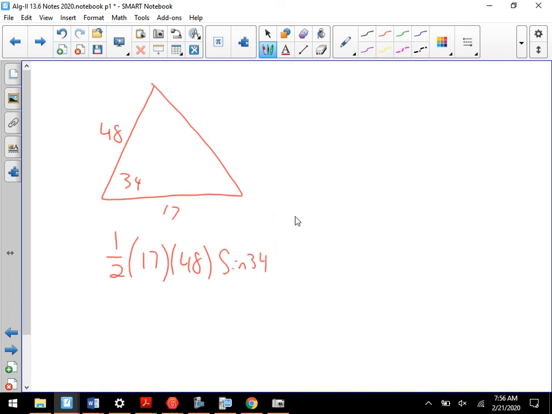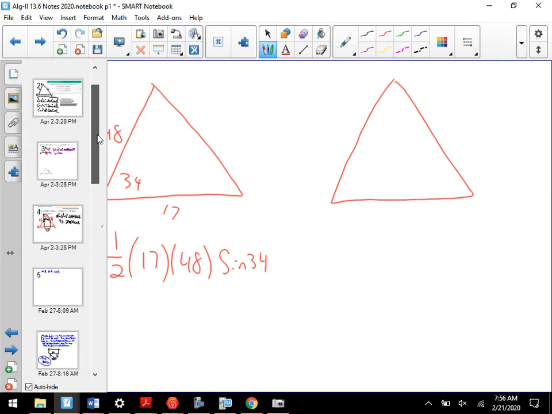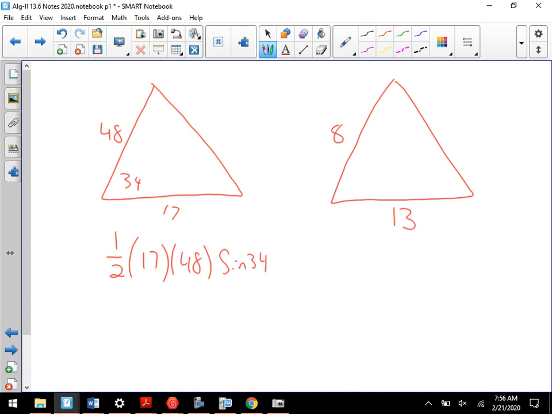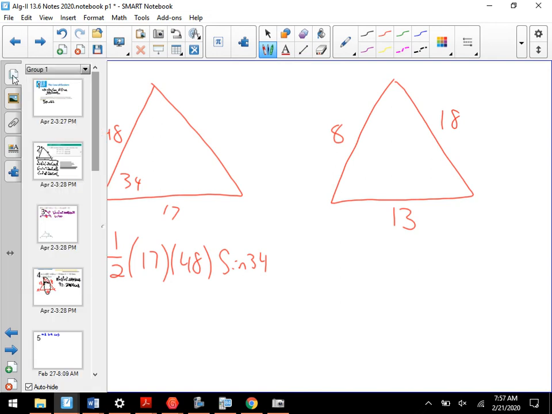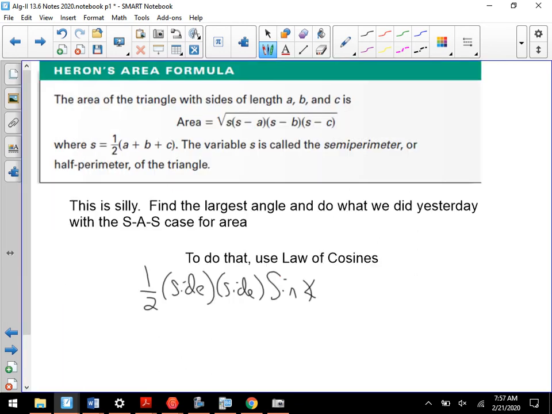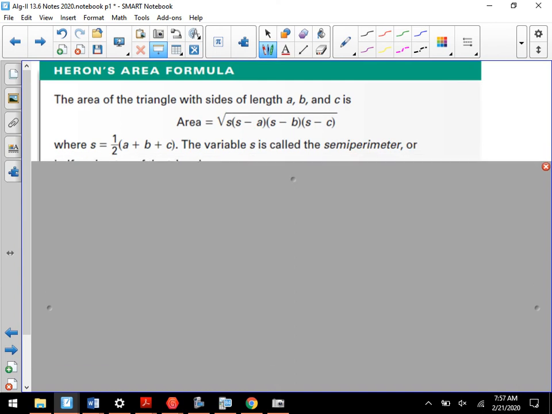Now, what happens if you've got the example we had yesterday with the 3 sides? Not the sharp one, just when we did a cosine problem with 3 sides. 13, 8, and 18. So there's another formula that does something like this. It's called Heron's formula. What you have to do is first figure out the semiperimeter of the triangle. To find the semiperimeter, you do 1/2 of the sum of the sides.